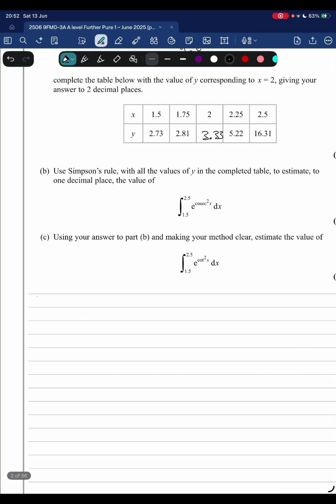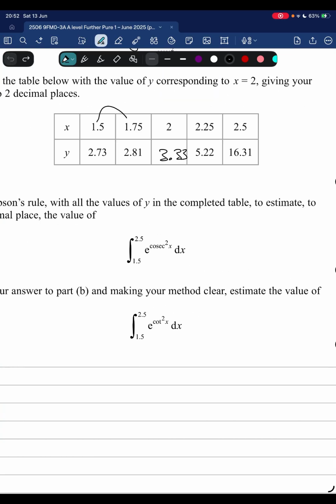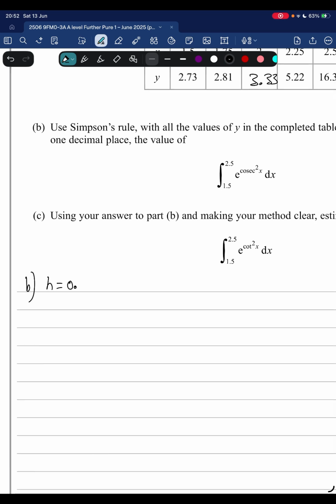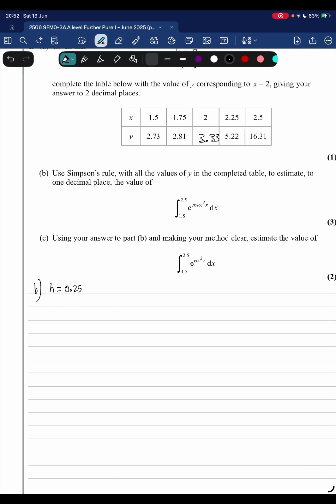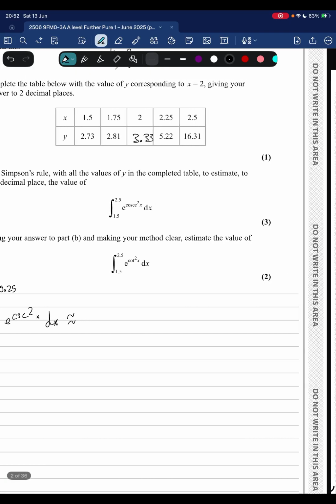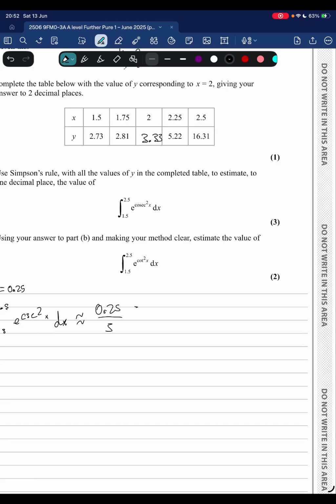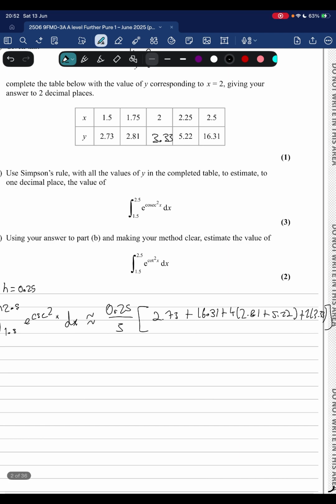Okay, so for part B, we want to find h, which is the difference between each one. So we get h equals 0.25. And now the Simpson's rule formula, we can use it here, right? So we get integral from 2.5 to 1.5, e to the cosec squared x dx approximates to 0.25 over 3, 2.73 plus 16.31 plus 4, 2.81 plus 5.22 plus 2, 3.33. Now put that to our calculator and we'll get an answer.